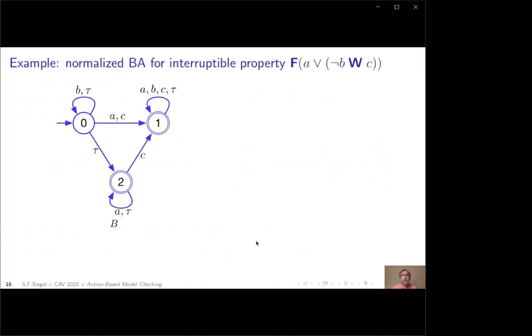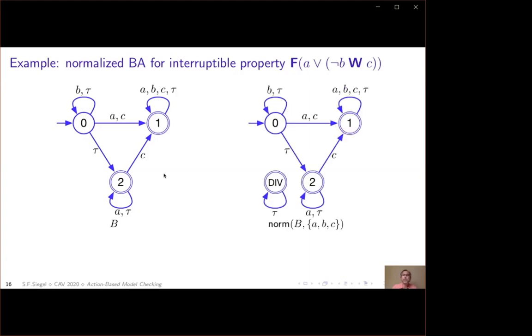This is the Buchi automaton we looked at before. Recall that tau represents any invisible action. It's not normal. For example, I can go from 0 to 2 on tau and then take A to stay at 2, but there is no transition from 0 to 2 labeled A, and therefore it does not satisfy one of those conditions and it's not normal. The normalization procedure would transform the BA on the left in a series of stages to the one that you see on the right. This one is normal, and it turns out it has the same language as the one on the left.